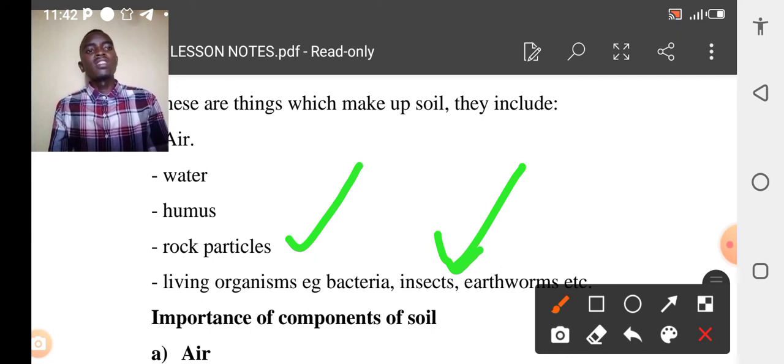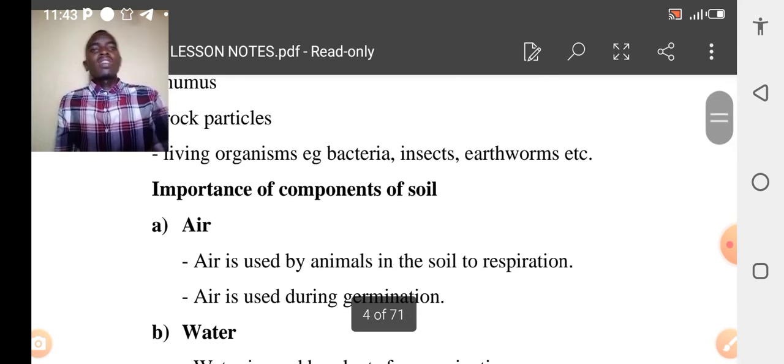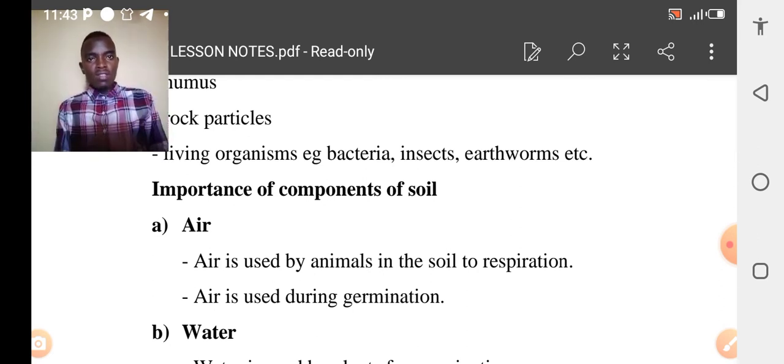We see that in the soil there are many small animals. When you have soil that is full of worms, it confirms that the soil is very good for growing plants. So thank you so much for listening about the components of soil.